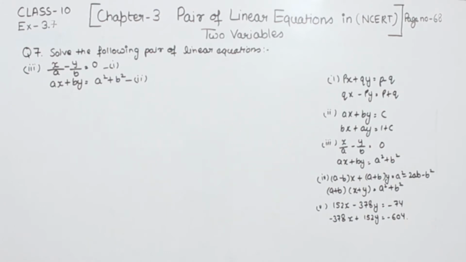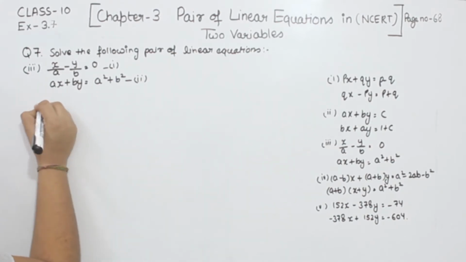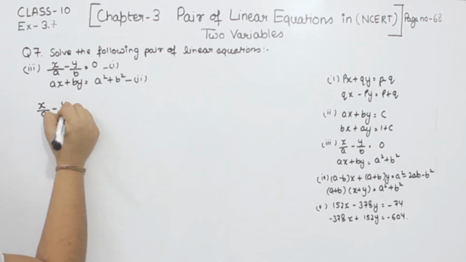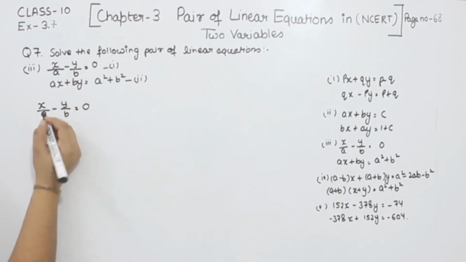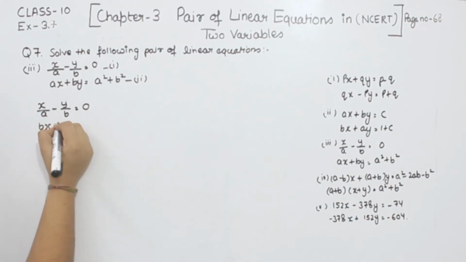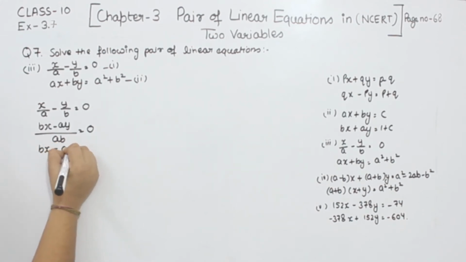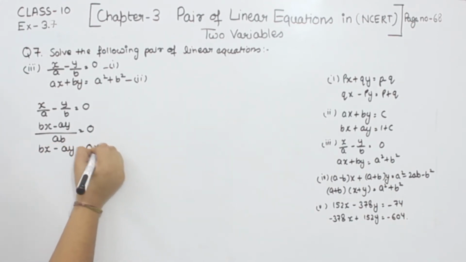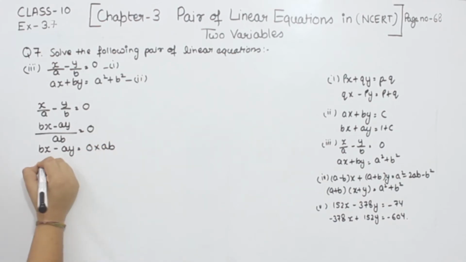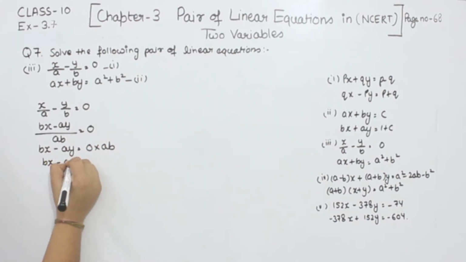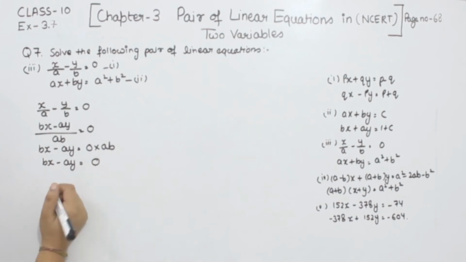Now first of all we are going to take the equation number 1 here. So here we are having x by a minus y by b as equal to 0. We are going to cross multiply. So this one we are having bx minus ay as equal to 0. Here we are having bx minus ay as equal to 0 multiplied by ab. This one will be 0. So we are having bx minus ay as equal to 0 here.